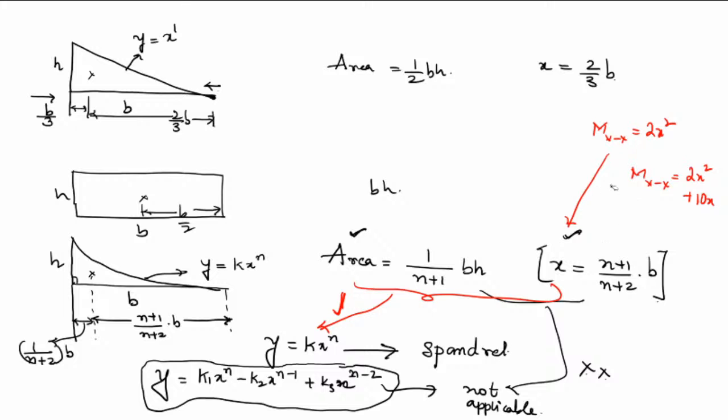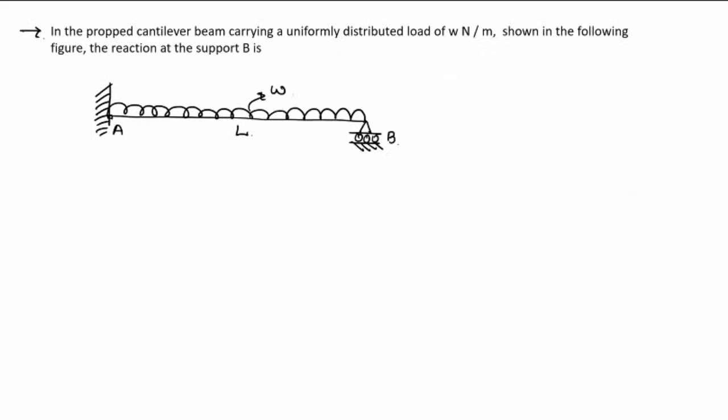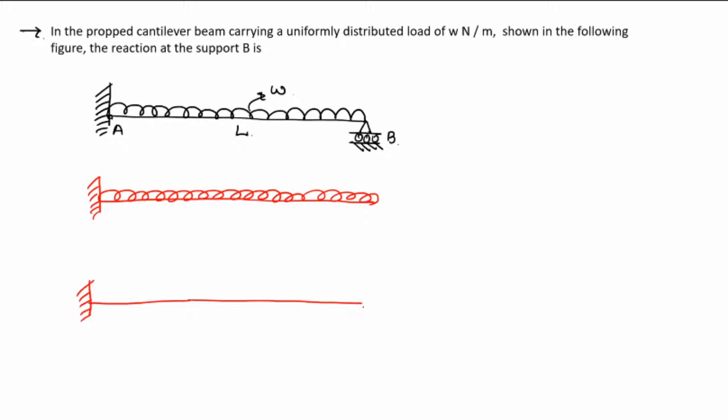So let me just do this problem. Let us go to this problem. Here I need to split this beam into a beam with uniformly distributed load, and the reaction is equal to a point load, a cantilever beam with a point load here. So this is W and this is L.